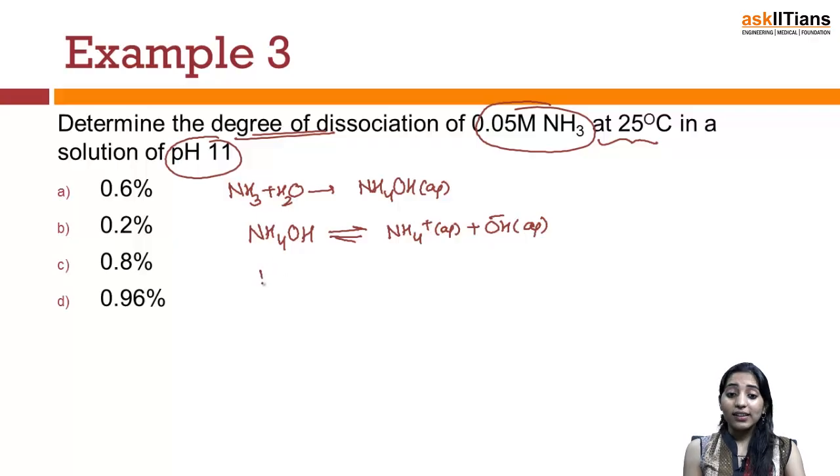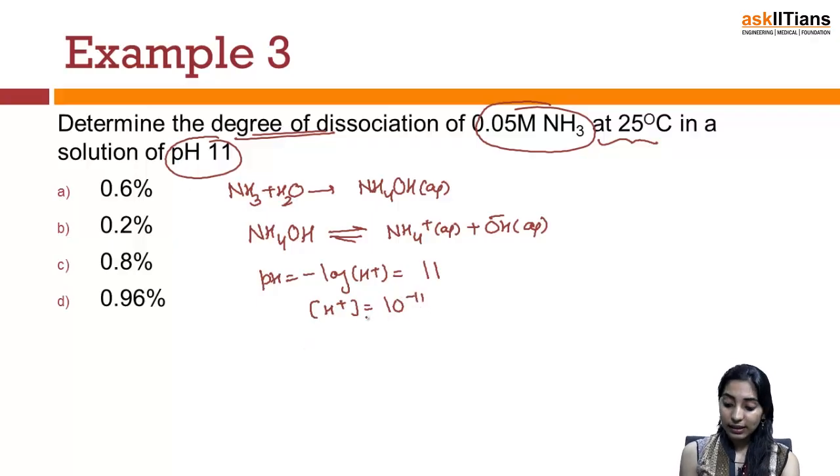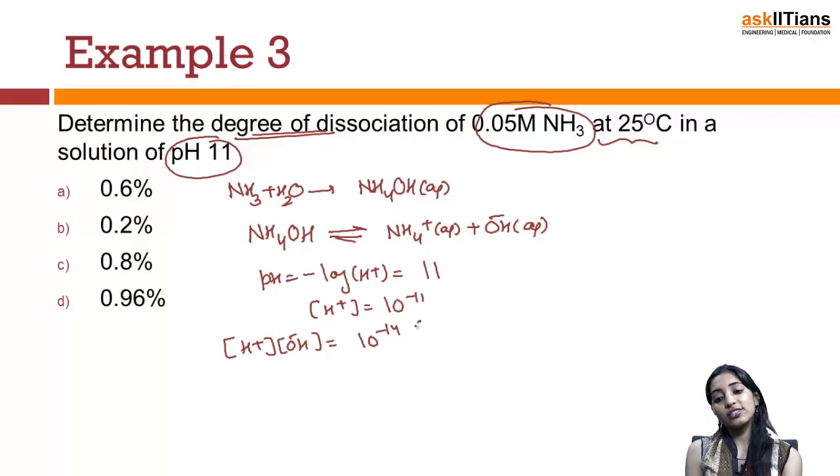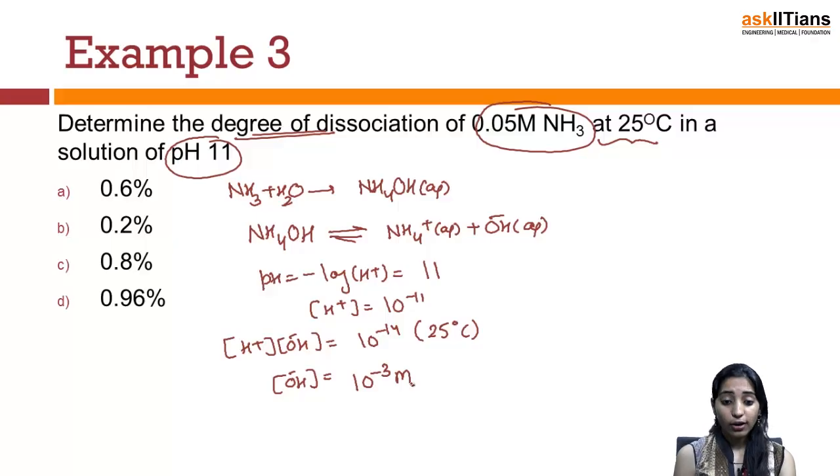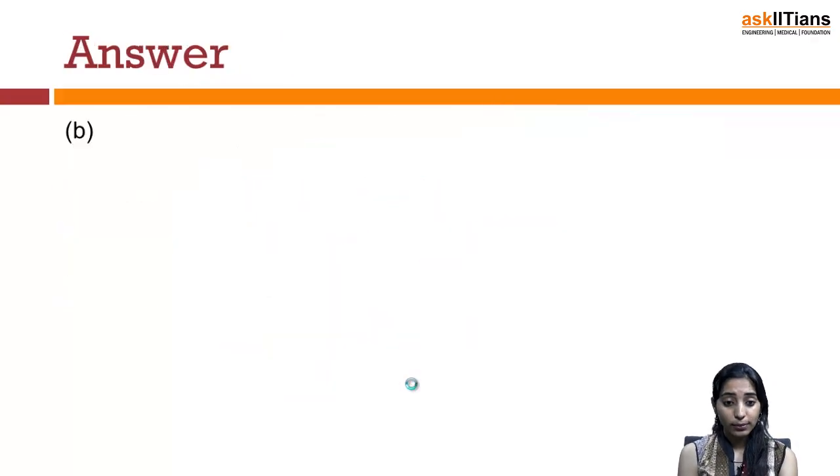Now it is said that the pH, which is minus log of H+, is 11. So I can say that the concentration of H+ is 10 to the power minus 11. Using the fact that H+ times OH- is 10 to the power minus 14, because the temperature is 25 degrees Celsius, if I replace the value, I get the concentration of OH- as 10 to the power minus 3 molar.